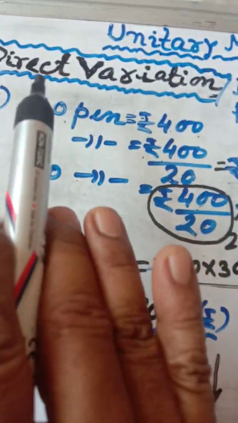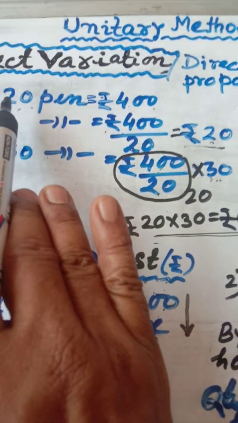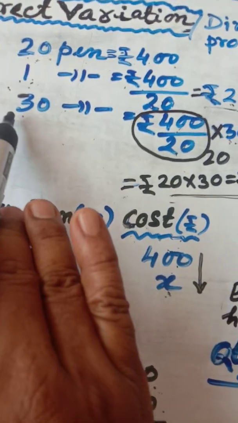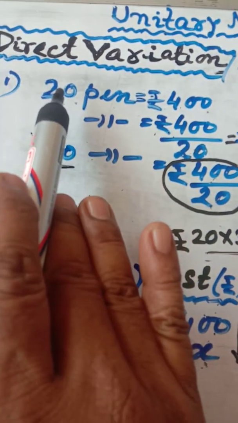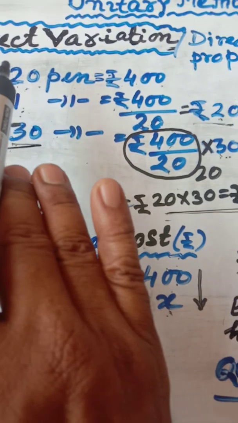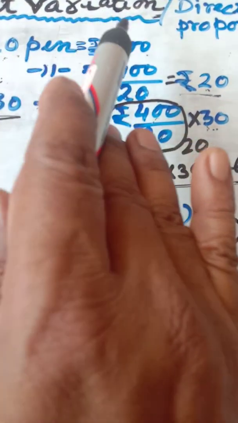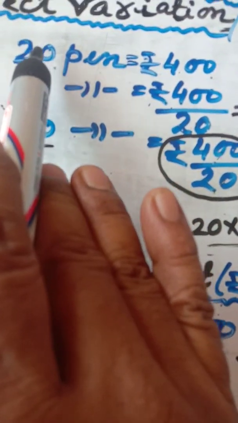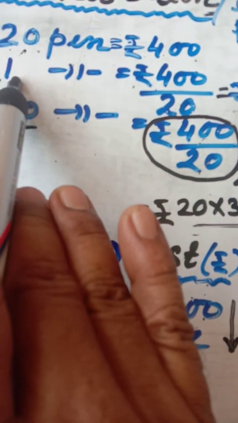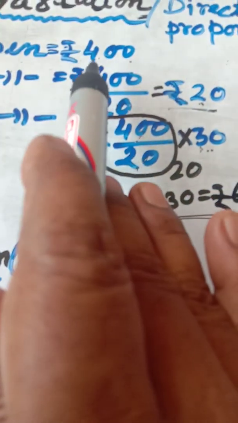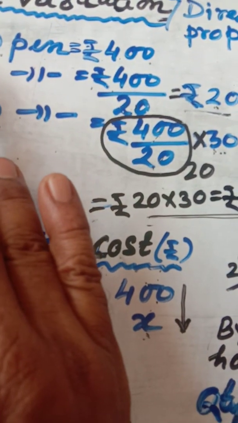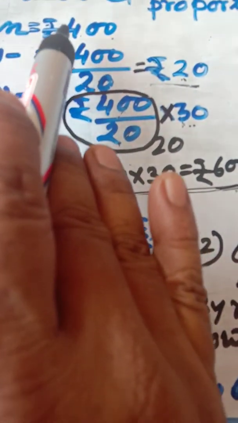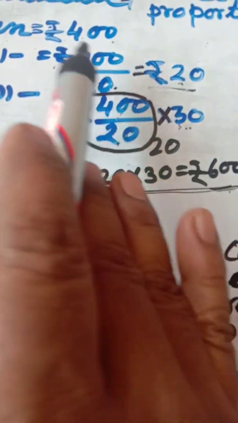I have taken one example as the first example: the cost of 20 pens is equal to rupees 400. You need to purchase 30 pens. First, you need to find out the cost of 1 pen. Naturally, whatever the cost was for 20 pens, to purchase 1 pen, the cost will reduce. You are reducing the quantity from 20 to 1, so the cost also will reduce. How much will it reduce? The previous quantity will be divided. So 400 divided by 20. That is the cost of 1.